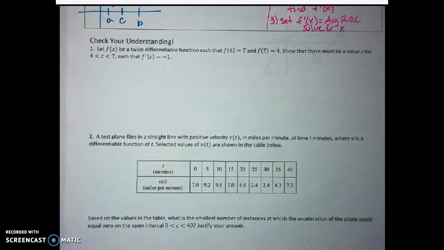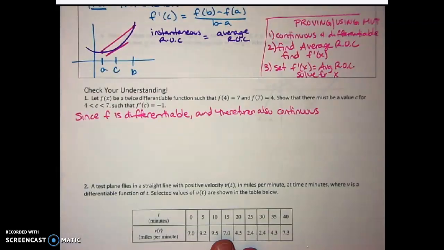Let f of x be a twice differentiable function such that f of 4 equals 7 and f of 7 equals 4. Show that there must be a value c that's between 4 and 7 such that f prime of c equals -1. Since f is differentiable, it is therefore also continuous, so we've met the condition of the mean value theorem. Therefore, there has to exist a value such that the first derivative equals the average rate of change.